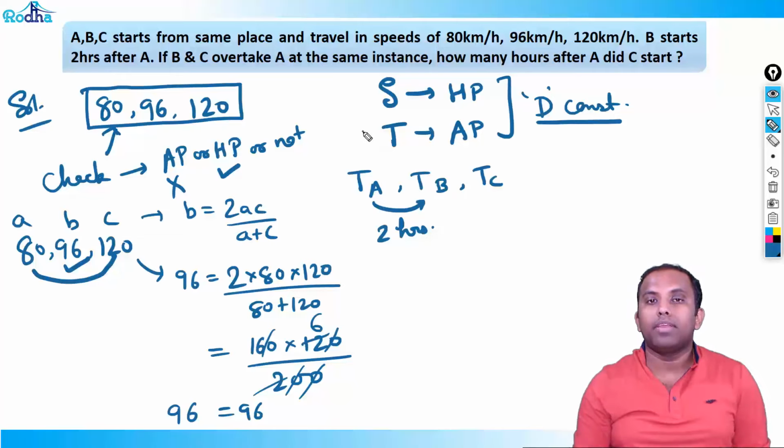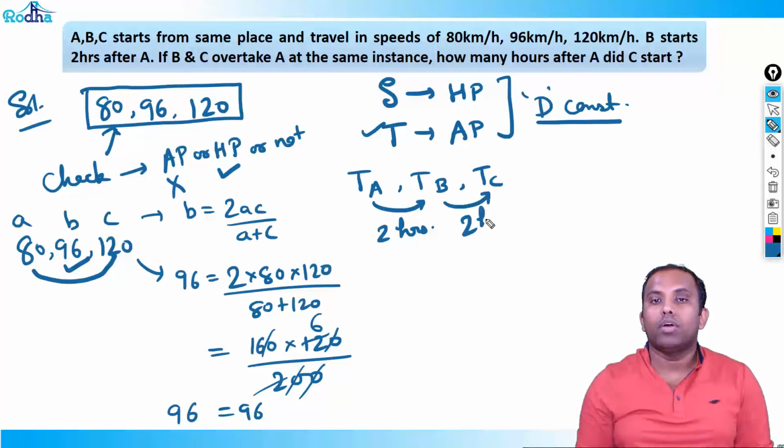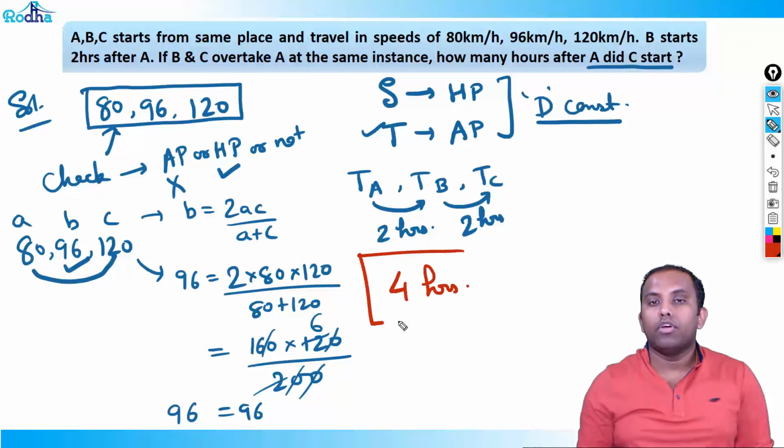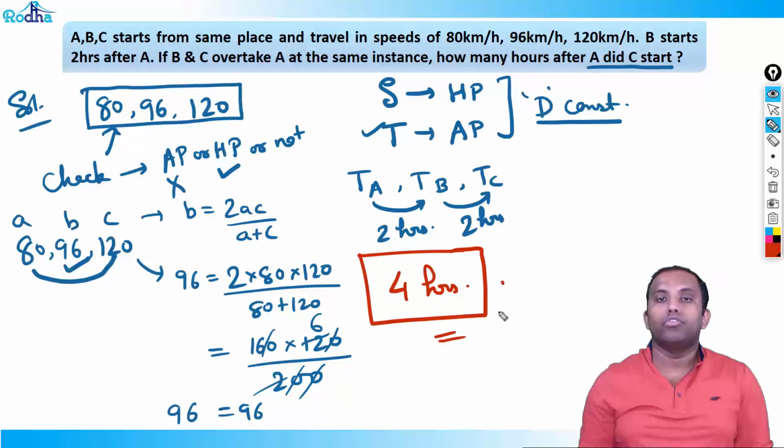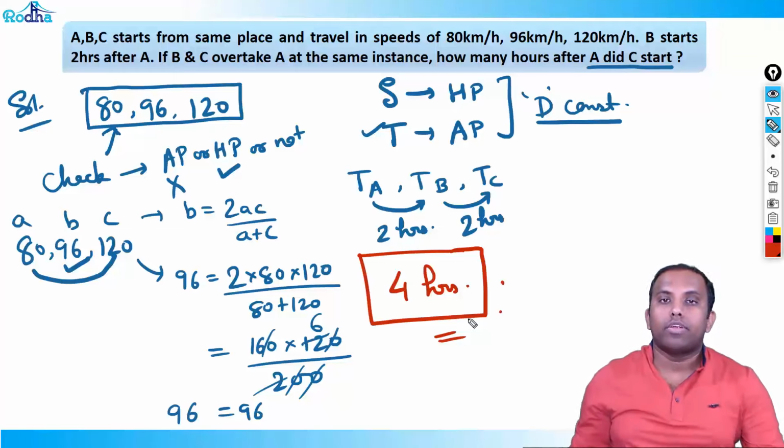So I know that time is in AP. Time intervals are in AP. If here the difference is 2 hours, here the difference has to also be 2 hours. So it is the gap between A and C. How many hours after A did C start? What is the answer? It should be 4 hours. 4 hours should be the answer for this beautiful question. Very nice question.